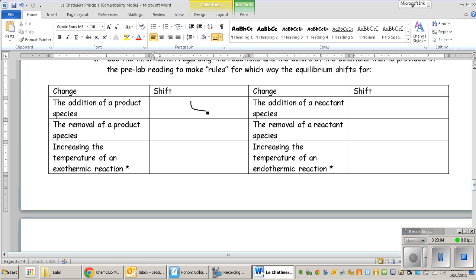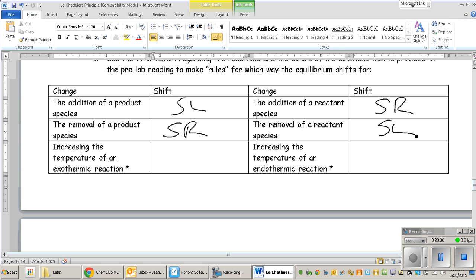Just which way? Left, away from the products. You have too many products, you get rid of them by shifting away from them. Addition of reactant species shifts right. You have too many reactants, you go to the right. Removal of product species, you go to the right to make up for that, because you've lost products, you've got to go back towards the products. Removal of reactant, shift left because you need to remake reactant.